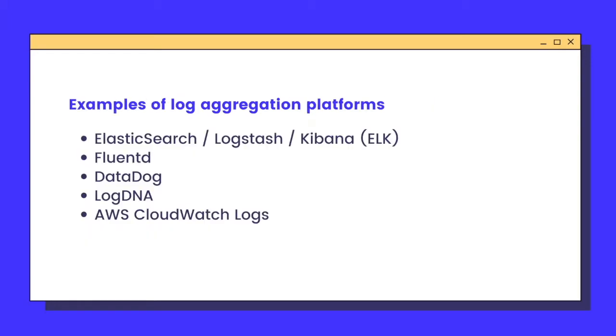And there's a few examples of log aggregation platforms. There's Elasticsearch Logstash Kibana, which we talked about. There's FluentD, another popular open source choice. There's Datadog, which is very commonly used at larger enterprises. It's a hosted offering. And there's LogDNA, which is another hosted offering. And most cloud providers also provide logging facilities, like AWS CloudWatch Logs.